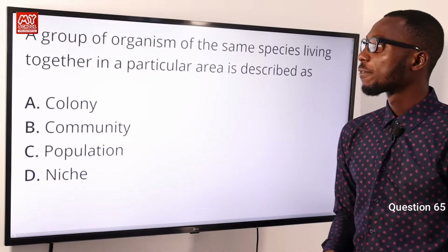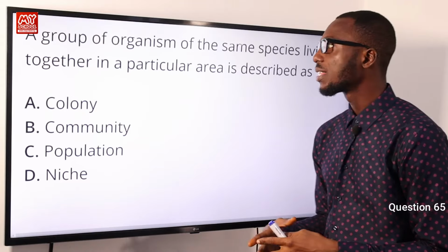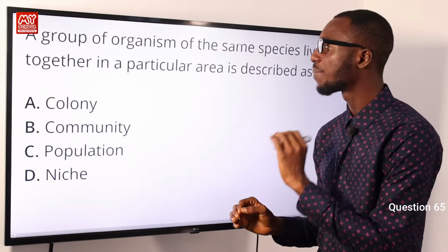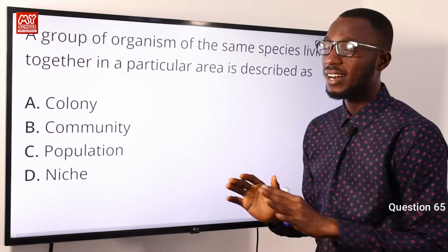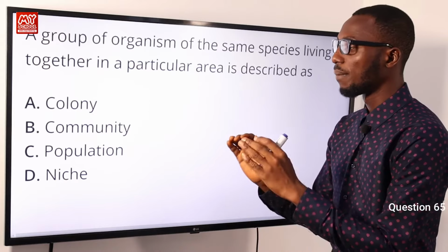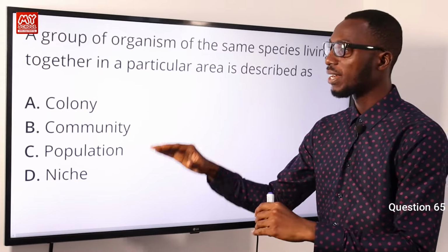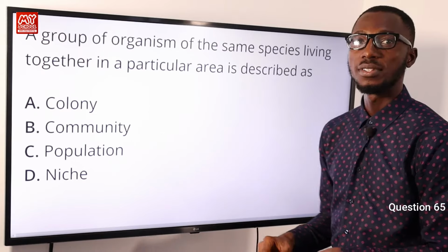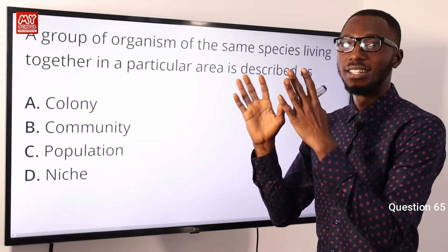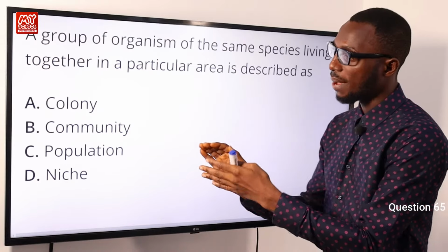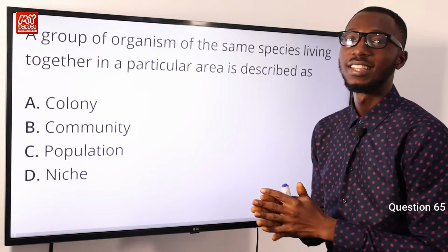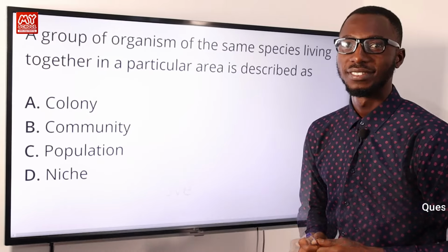Question 65. A group of organisms of the same species living together in a particular area is described as population. All you just have to do is to be able to have the correct definitions of each of these options, and you will realize that the correct definition just describes population. So option C is the correct option.